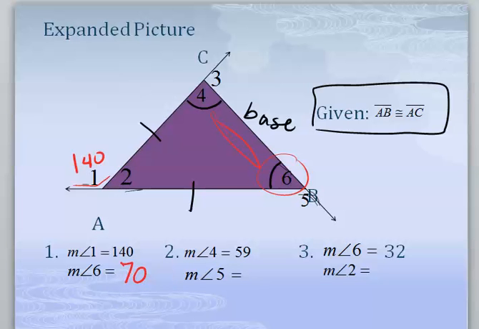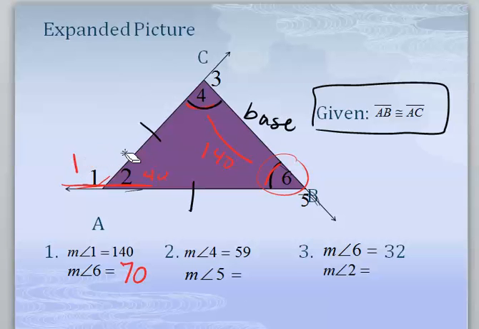Now, if I had forgotten about that, there are some other ways to figure this out. 1 and 2 add up to 180, so 180 minus 140 means 2 is 40 degrees. My 180 triangle minus that 40 means that 4 and 6 together are 140, and since they're congruent, I can just divide it by 2 and I'll still get 70 degrees.